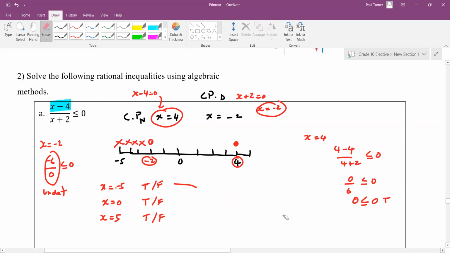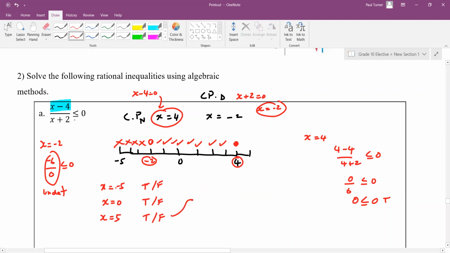So then let's try 0. So if you put 0 in your equation, you'll have 0 minus 4, 0 plus 2, less than or equal to 0. So minus 4 on 2, minus 2 less than or equal to 0, which is true. So we tried 0, this number's true. Every other number will be true. Even the fraction, doesn't matter what you try. Everything between these critical points will be true. So you only need to choose one number between critical points. Don't choose any more because you'll get the same answer. It'll always be true there.